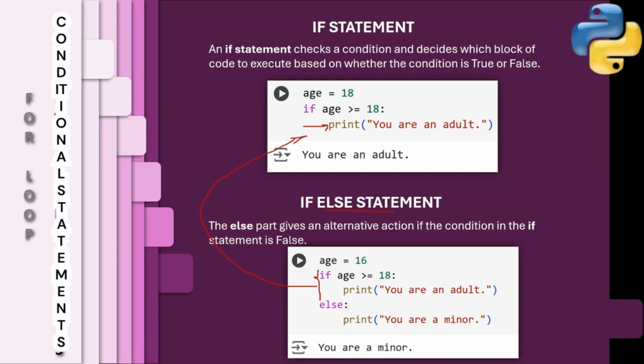As for the else part, which is an alternative action if the if condition fails, you use the else keyword followed by a colon. Then you need to indent the code to avoid indentation error. Coming to this example, we defined age as 16 and the if condition is age is greater than or equals to 18. As here the age is 16, this if condition fails, so whatever block of code is present under the else block will be executed. As for this example, "you are a minor" will be printed.